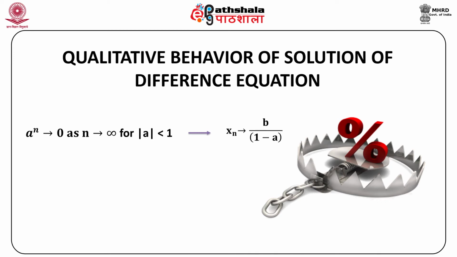Now, as we know, a raised to the power of n tends to 0 as n tends to infinity for all |a| less than 1. Therefore the solution in 6 converges to the equilibrium state as n tends to infinity, which implies that xn tends to b divided by 1 minus a. The equation in such a case is called a stable equation.